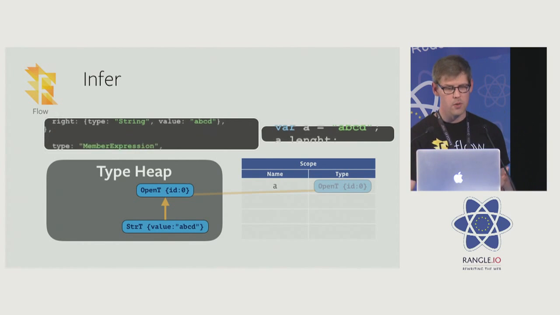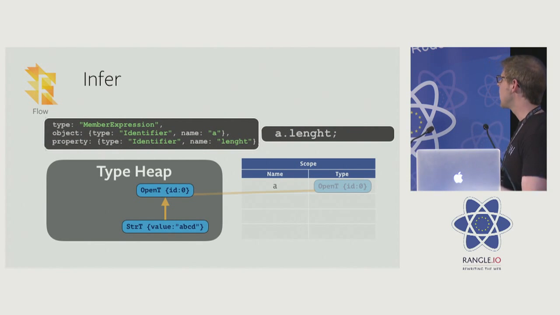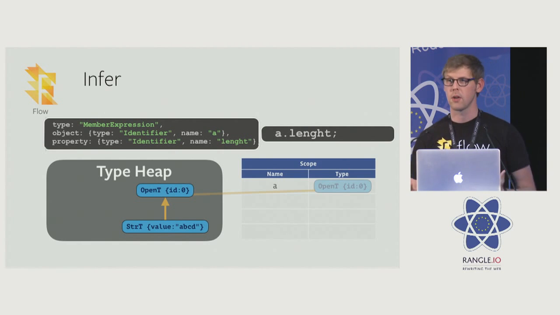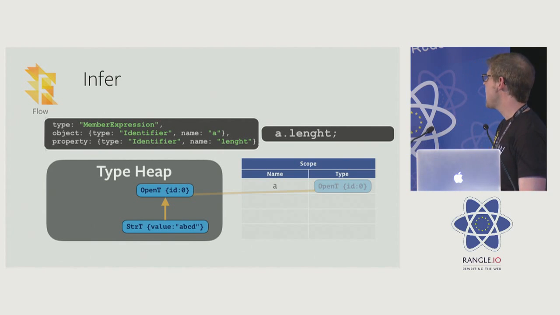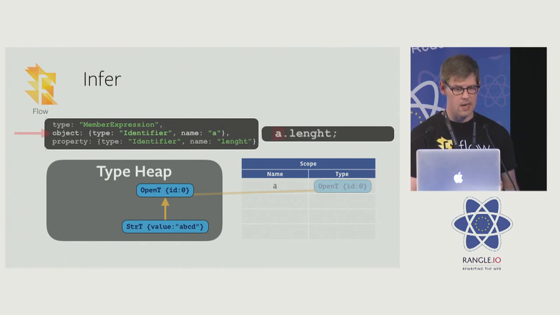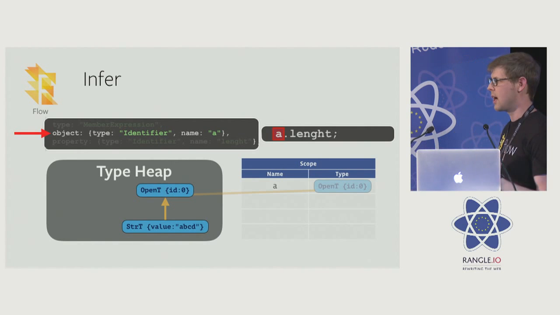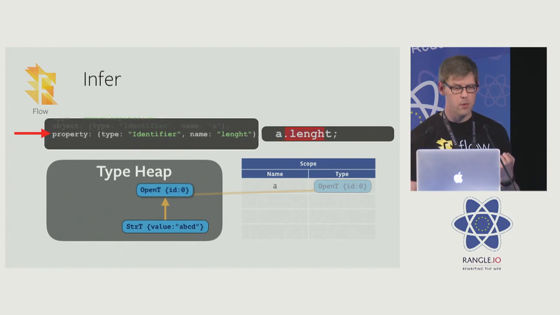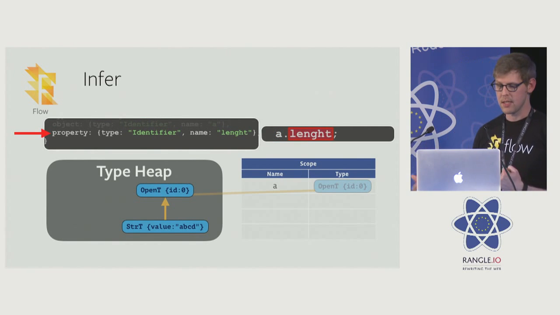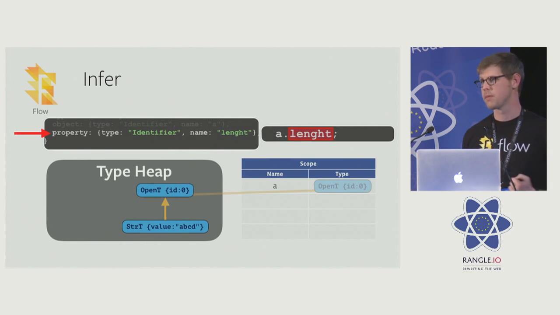OK, so we're ready to move on to the next statement. Here we're at a.lengta. This is where we have our typo. And we're going to dive into this syntax tree. First, we look at the left-hand side of the dot, so our object. Well, it's an identifier whose name is A, so we look in our scope table, and we find that A has the type OpenT0. Now we're ready to move on to the property. Property is an identifier of name lengta.